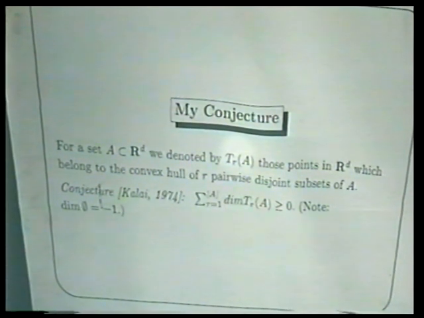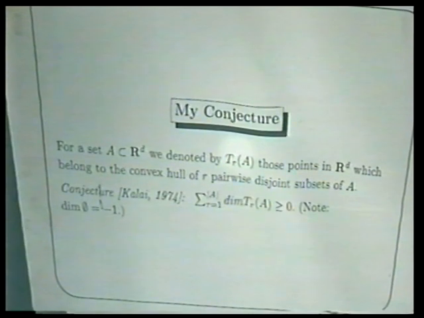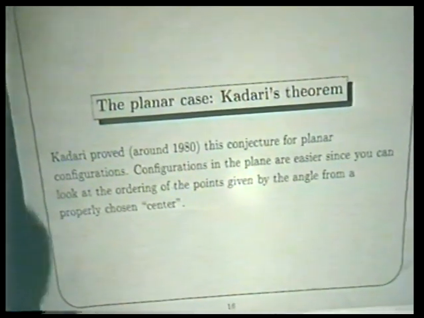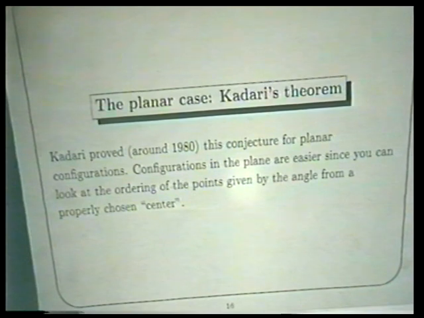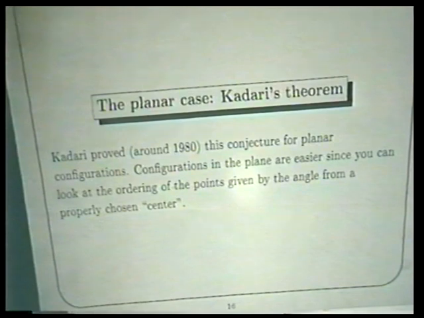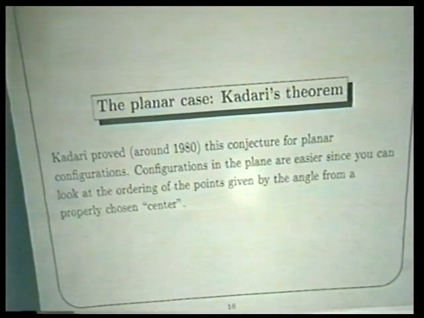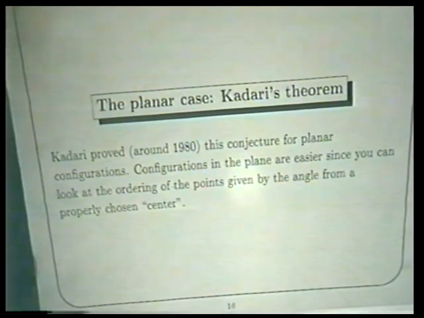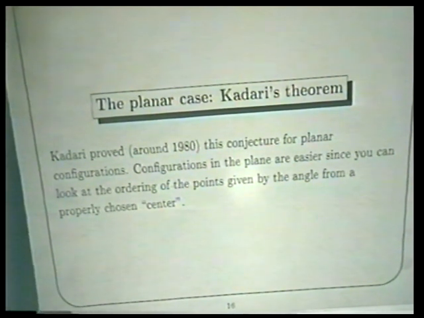So this is the conjecture, and let me mention that in the plane, this conjecture was proved by Akiva Kadari. I should say that Tverberg's theorem was proved earlier for the plane by Birch. The planar case is easier because somehow you have an ordering of the points. And Akiva Kadari proved around 1980 that the conjecture is true for planar point sets. Now I would like to mention first some refinements of the conjecture and then some specializations of the conjecture, and then try to relate it to some other things.